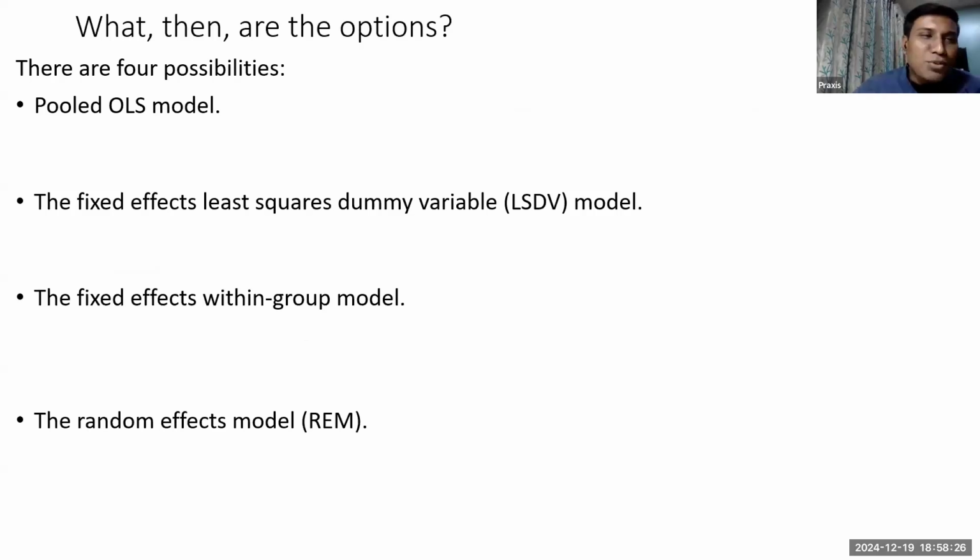So there are 4 popular options that we can explore to model this cost function. First one is pooled OLS modeling. We'll talk about all these models in detail. The second one is the fixed effects least squares dummy variable approach. This is what Mamo was talking about, right? Then fixed effects within group model we can try. And we can also try the random effects model, right? We'll cover all these models in detail. We will estimate everything, right?